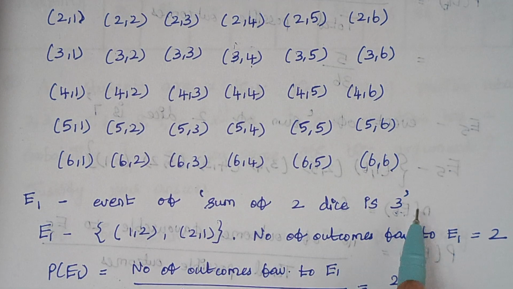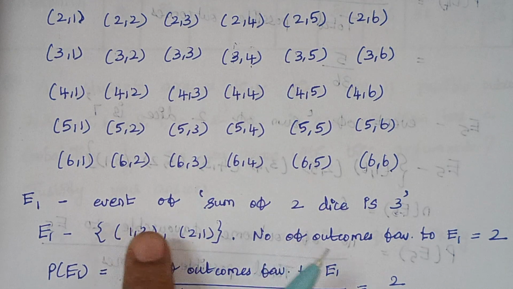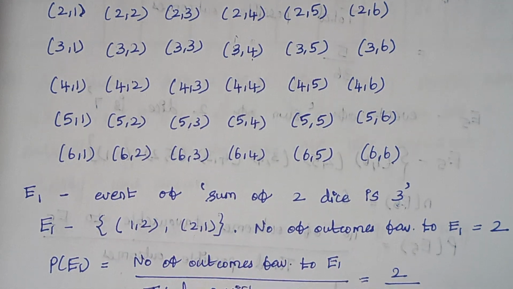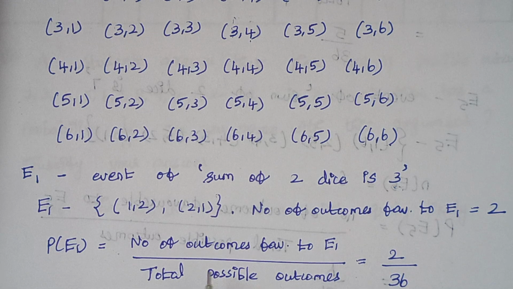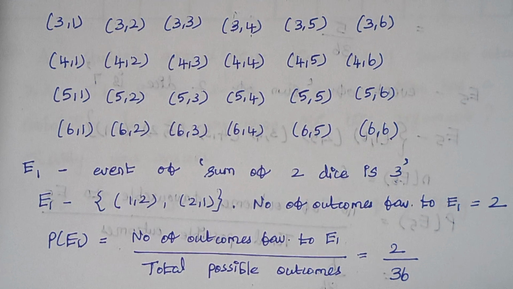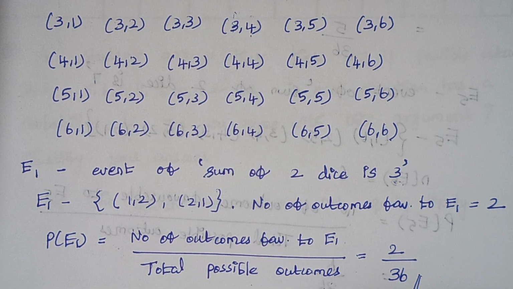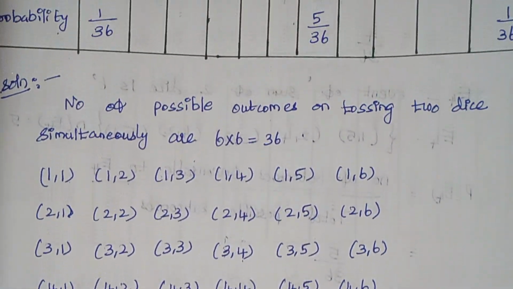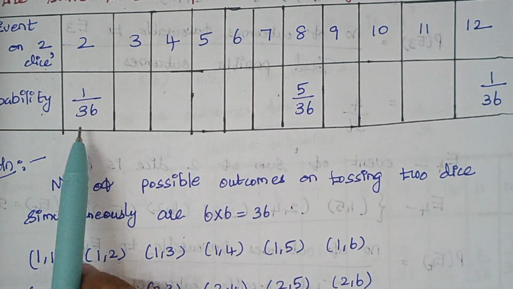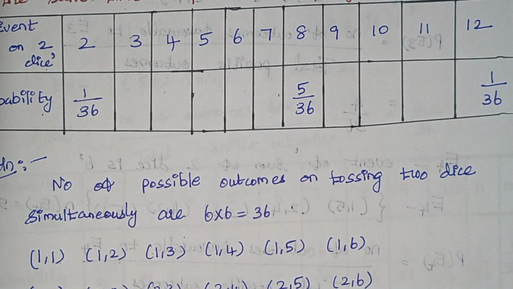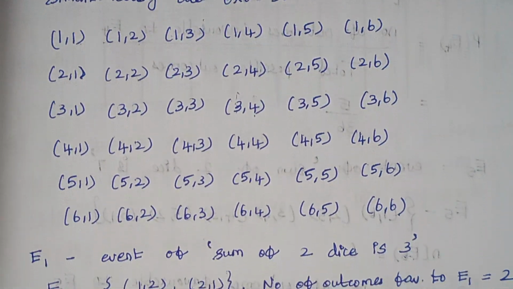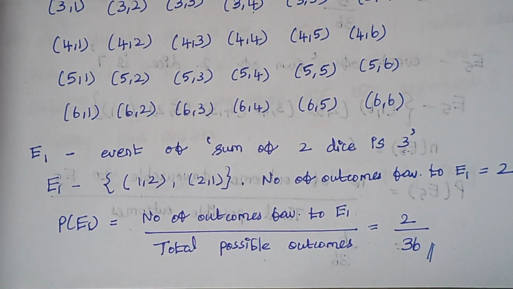So the number of outcomes favorable to E1 is, how many outcomes do we have? We have 2 outcomes. So here it is 2. So the probability of E1 is the number of outcomes favorable to E1 divided by total possible outcomes. And so here it is 2 by 36. You see here in the table for all the numbers we have denominator 36. So just keep it as 36. Don't cancel it out. If you cancel by 2, we will get a simpler number, but don't do that. Let it be 2 by 36.